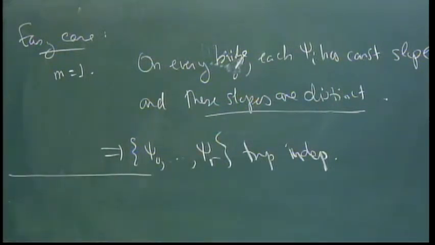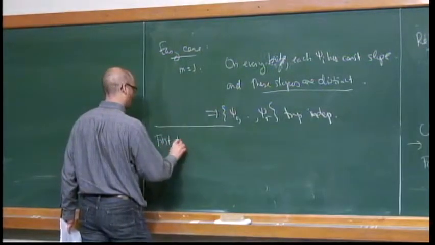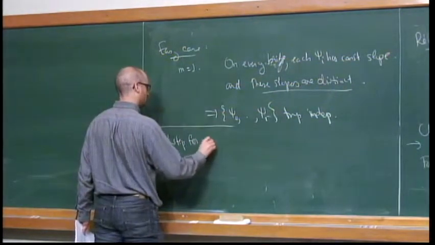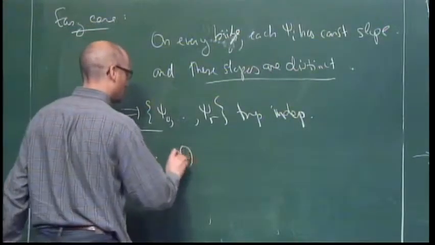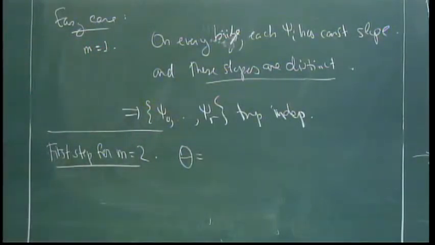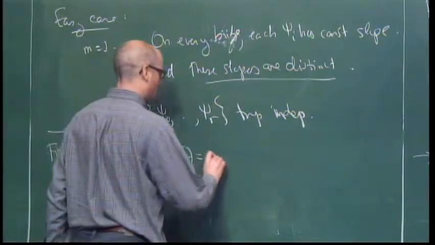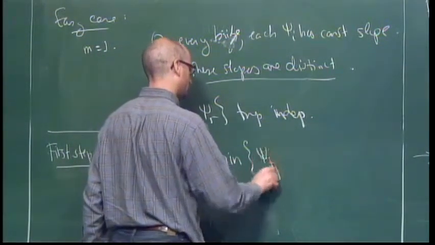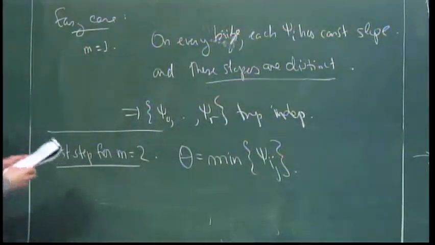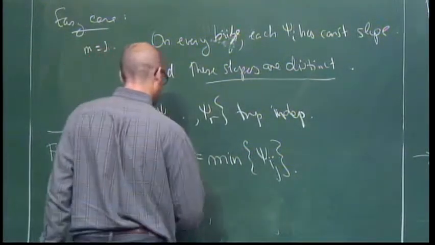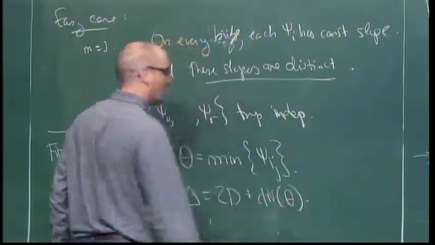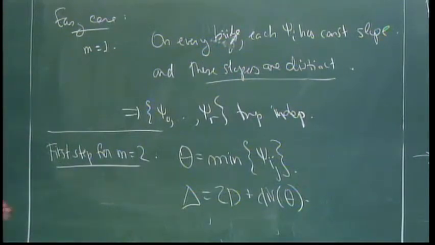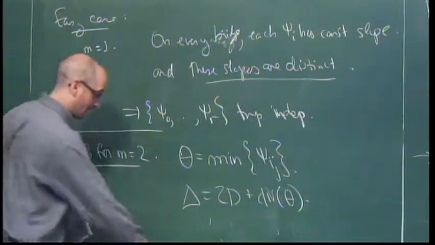So now let's start making steps towards the proof for m equals 2. We're going to let small theta be the minimum of the psi ij's. And we have an associated effective divisor in the linear system of 2D, which is 2D plus div theta.